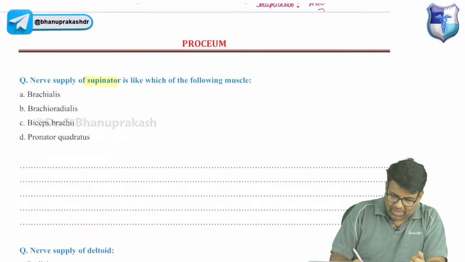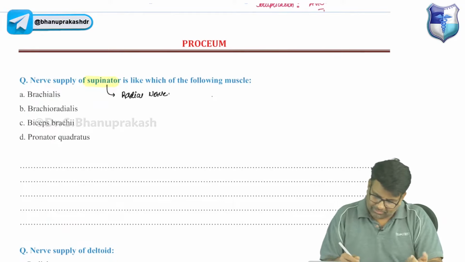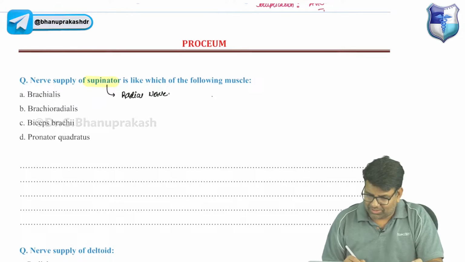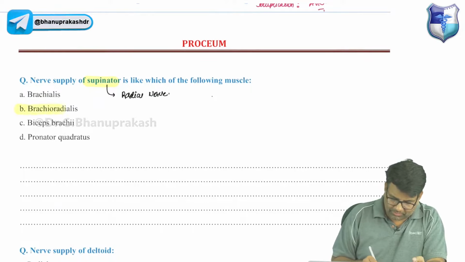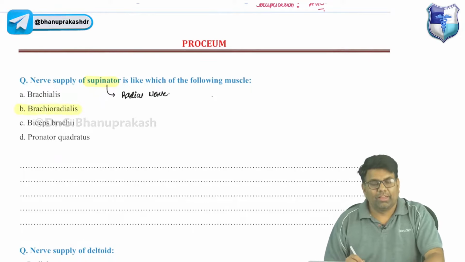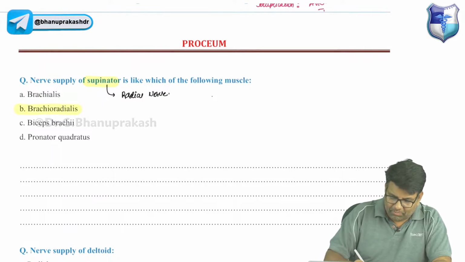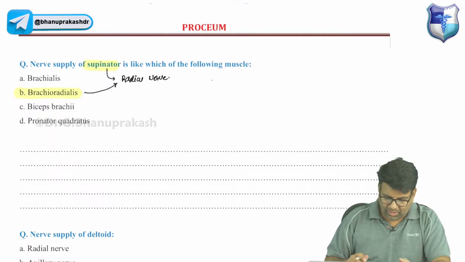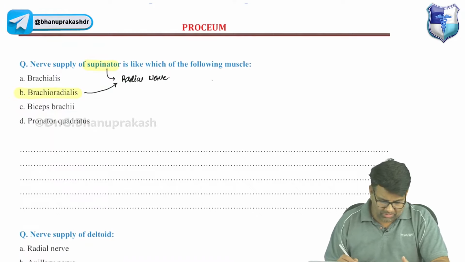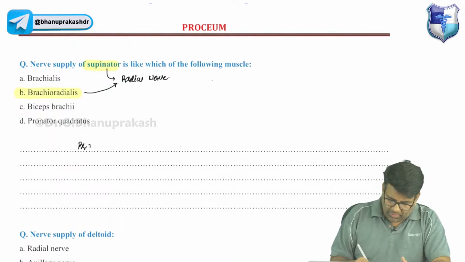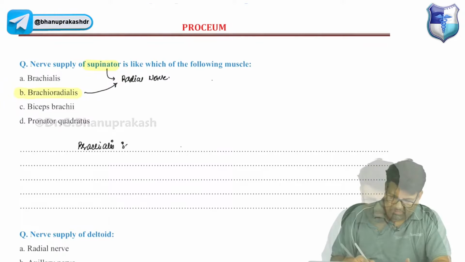Certainly, you are absolutely right. The nerve supply of supinator is the radial nerve, and yes, certainly you are absolutely right. This is brachioradialis, which is also supplied by the radial nerve. So these two muscles have the same nerve supply. Now, what about the nerve supply of brachialis? Any idea what is the nerve supply of brachialis?